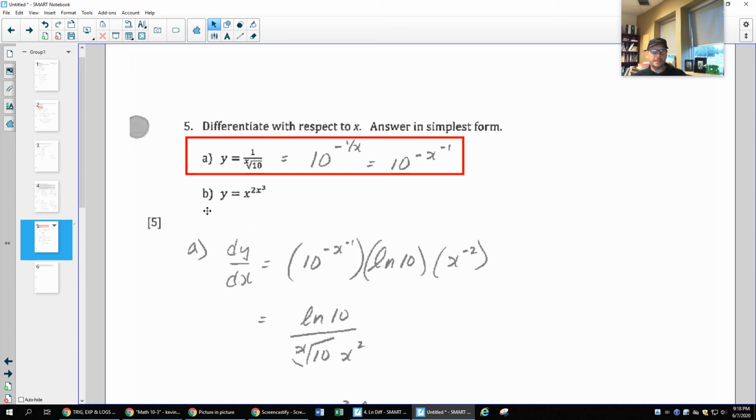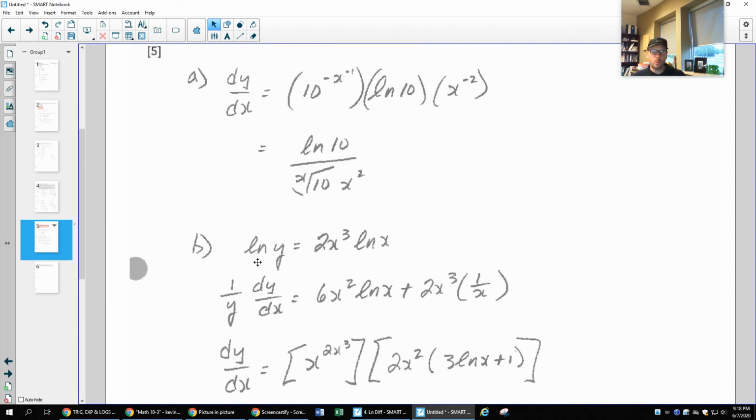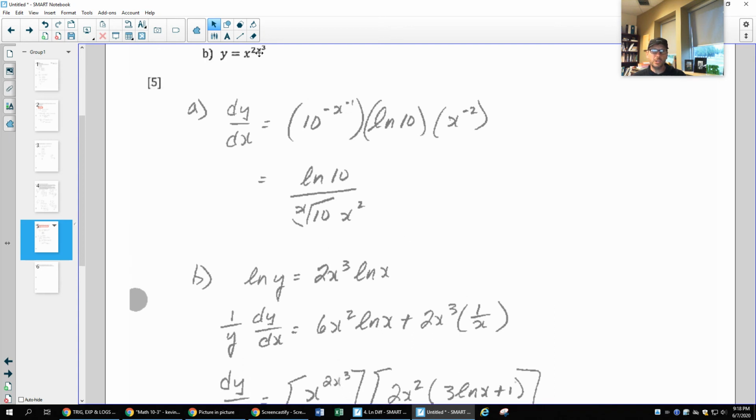Hey, and here's the last example we did. This one's just not as complicated. It's a function to a function. So we need to differentiate this. So without being told, we need to remember to take the log of both sides. All right, so when you have 2x cubed, it's the value that goes in front of the log expression. This is a product rule.